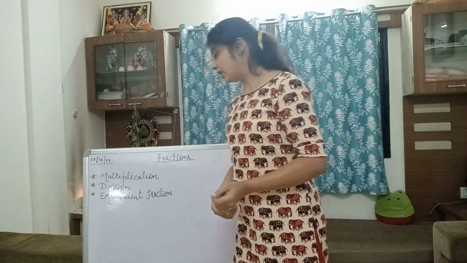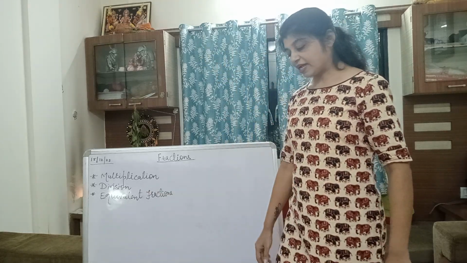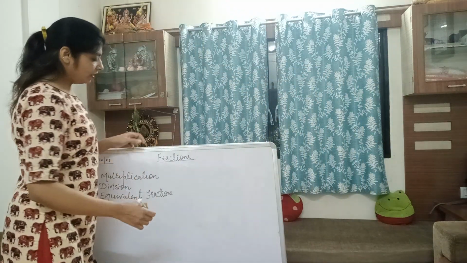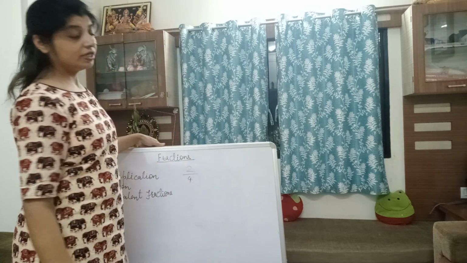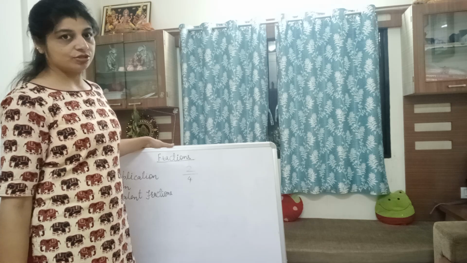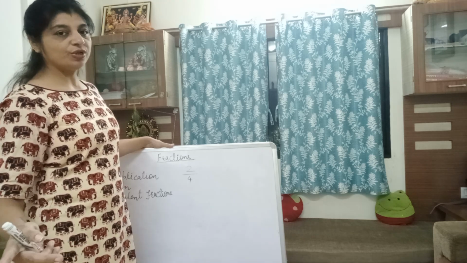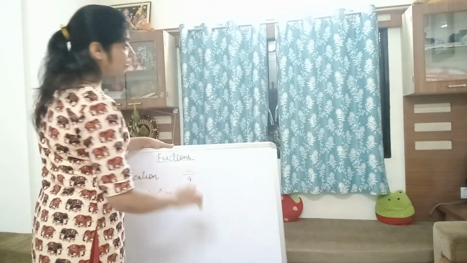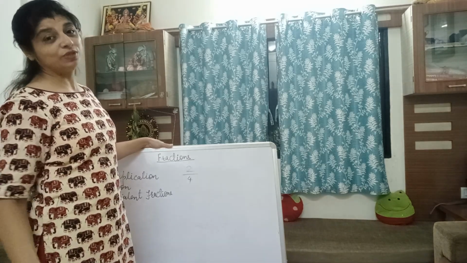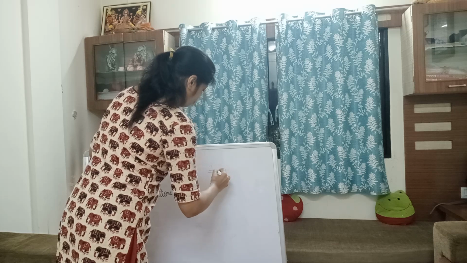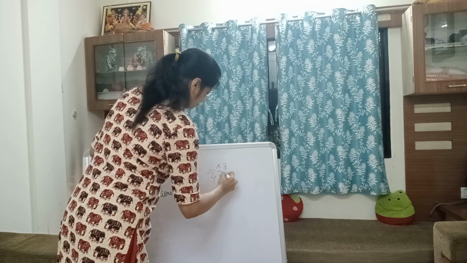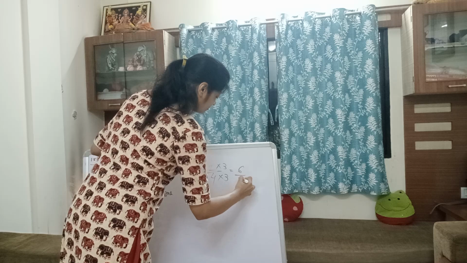Now coming back to equivalent fractions. Equivalent fractions is not an operation, it's a type of fraction. For example, I have 2 by 4 and I have to find two equivalent fractions of it. What you have to do is simply multiply the given fraction by any number. Suppose I multiply 2 by 4 first by 3. So ultimately I'll get 6 by 12.